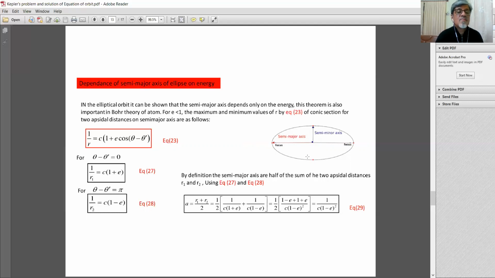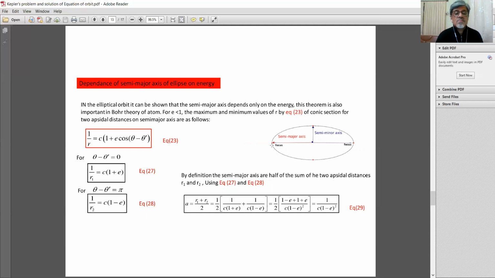We are rewriting it for two different conditions. One is theta minus theta prime is 0. Another is theta minus theta prime is pi, the two extreme values. So it can be represented by 1 upon r1 equal to c times 1 plus e, because if it is 0, cos theta is 1. And for the other condition, theta minus theta prime is equal to pi, so it is 1 upon r2 equal to c times 1 minus e. So the condition is different for that.